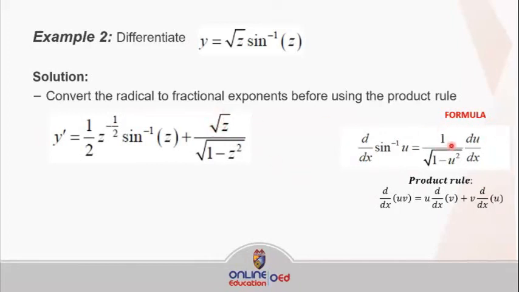Pero dito, we have yung 1 lang. That's why we have the square root of z over the square root of 1 minus z squared. So again, for the derivative of this problem, gumamit tayo ng power product rule. Kaya tayo nagkaroon ng derivation ng formula na ito. Ganyan lang. So therefore, for the first derivative of this problem, we have 1 over 2 z raised to negative 1 half times sine inverse z, plus the square root of z over the square root of 1 minus z squared.